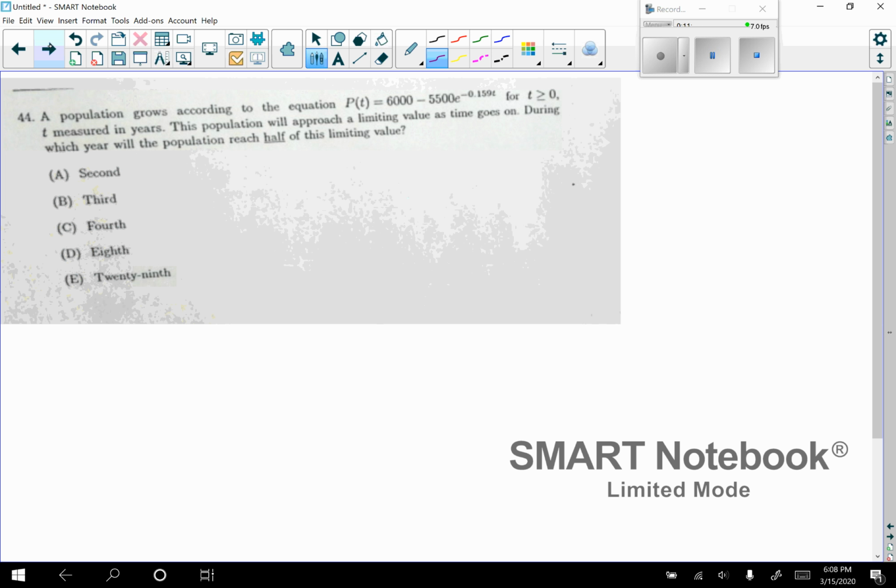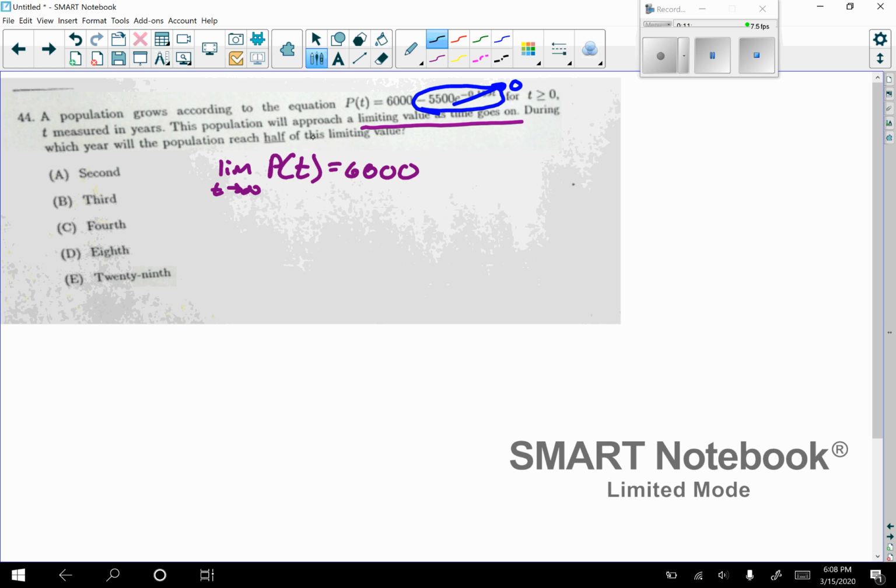44, another function P of t representing population growth. This population will approach a limiting value as time goes on. So what that means is, yes, limits, as t keeps increasing without bound, of P of t. When that happens, this last part right here, as t keeps increasing, is all just going to go to 0. So then this just gives us 6,000.